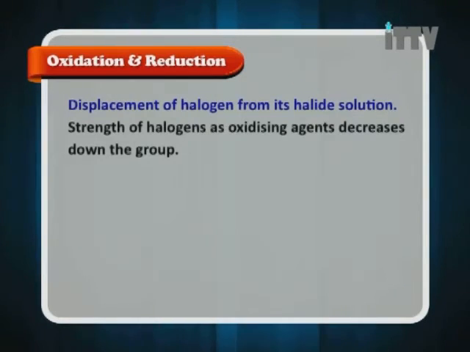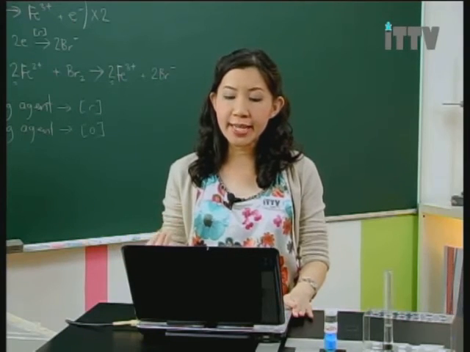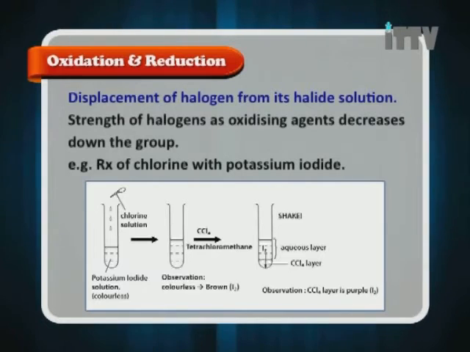Next up, let's look at displacement of halogen from its halide solution, whereby the strength of halogens as oxidizing agents decreases down the group. Generally, halogens are good electron acceptors and therefore are good oxidizing agents. So let's look at a simple setup whereby there's a reaction of chlorine with potassium iodide. Chlorine solution is added drop by drop into a test tube that contains colorless potassium iodide solution.